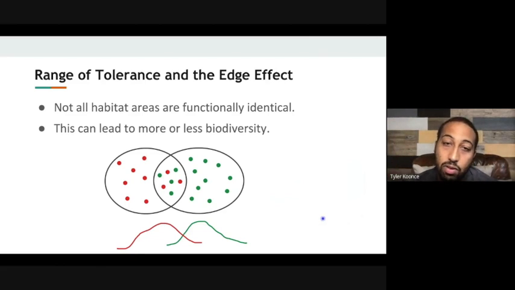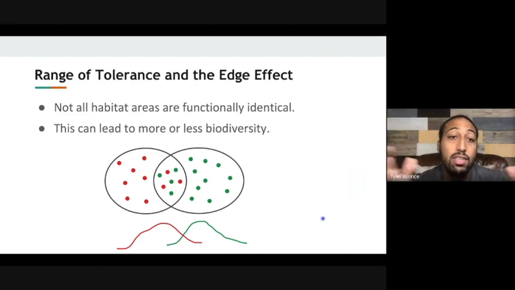So one thing with range of tolerance and the edge effect. The edge effect happens from the fact that not all of that area or habitat is identical. It's not the same. There are differences that are speckled throughout it. I don't have something like that, but say that we have a field and something like a road gets built through the middle.